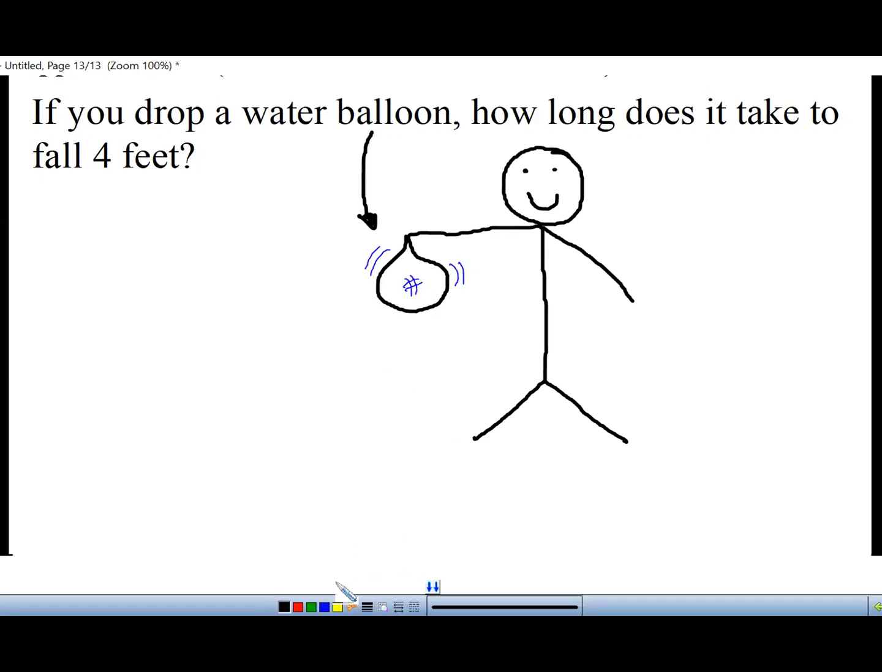All right, so it says, if you drop a water balloon, there's a water balloon, how long does it take? So in red, I want you to underline the question, how long does it take? They're asking how long in regards to time. So let's write T, and we're going to put a question mark. That's what we need to answer at the end. We're solving for T. However, what else do they give me? They give me that it falls 4 feet. So what does that mean? Isn't that a distance? Yeah, that's a distance.